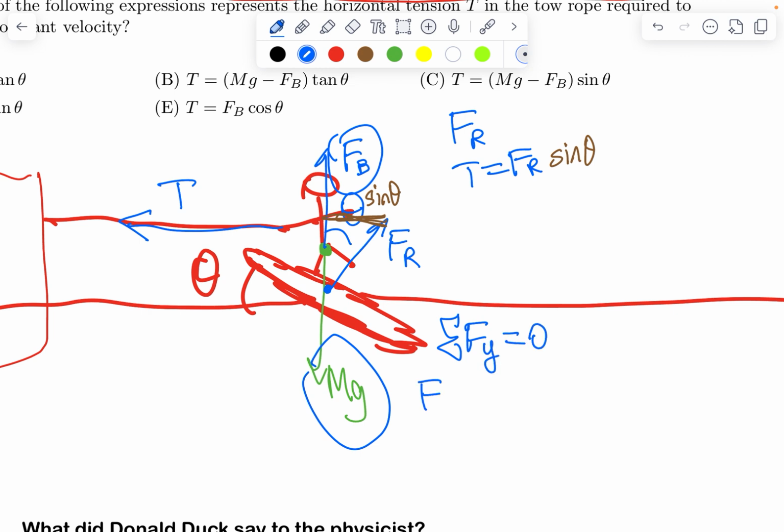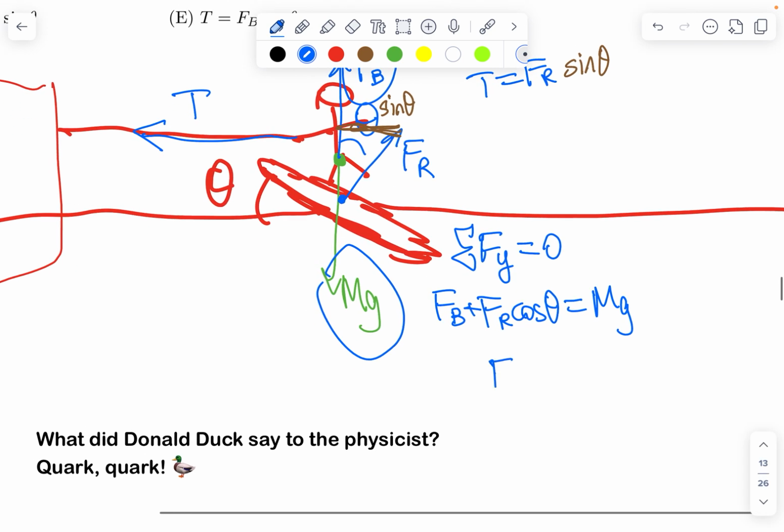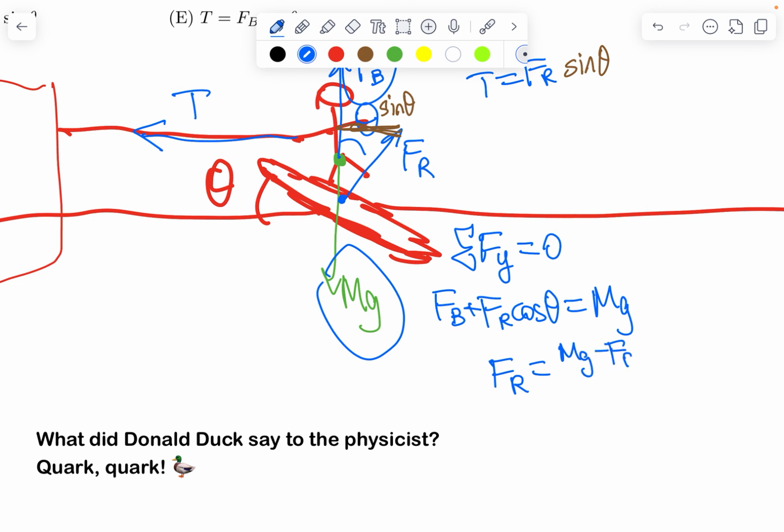So Fb plus Fr, now in the y direction, it's going to be cosine, right? So Fb plus Fr cosine theta equals mg. In solving this, we get that Fr is going to be equal to mg minus Fb over cosine theta.